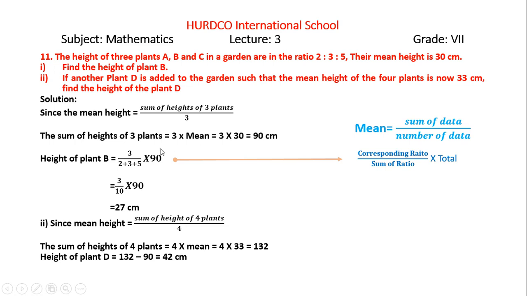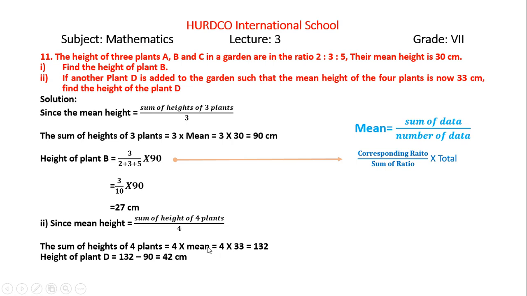Number 2. If another plant D is added to the garden such that the mean height of the 4 plants is now 33. Now how many plants? 4 plants. Previous 3 and now 1, 4. So mean height will be sum of height of 4 plants divided by 4. The sum of height of 4 plants, 4 into mean, cross multiplication, 132.